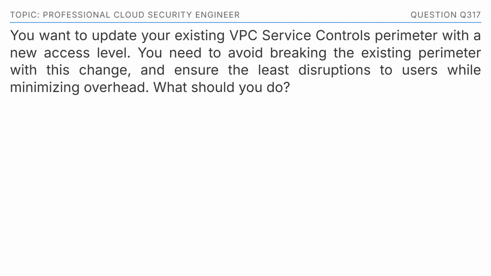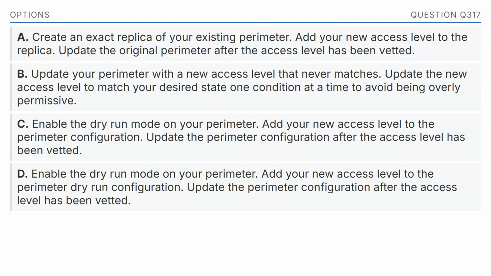You want to update your existing VPC Service Controls perimeter with a new access level. You need to avoid breaking the existing perimeter with this change, and ensure the least disruptions to users while minimizing overhead. What should you do? The options are: Option A, create an exact replica of your existing perimeter. Add your new access level to the replica. Update the original perimeter after the access level has been vetted. Option B, update your perimeter with a new access level that never matches. Update the new access level to match your desired state one condition at a time to avoid being overly permissive.